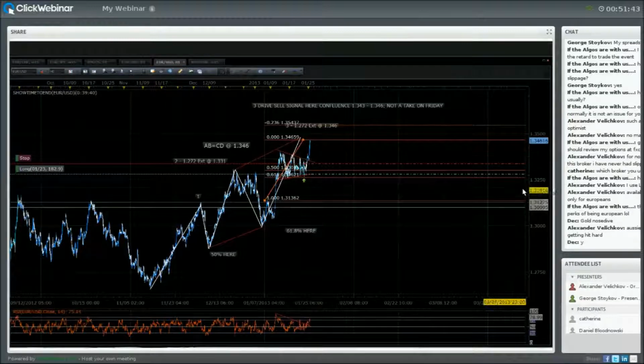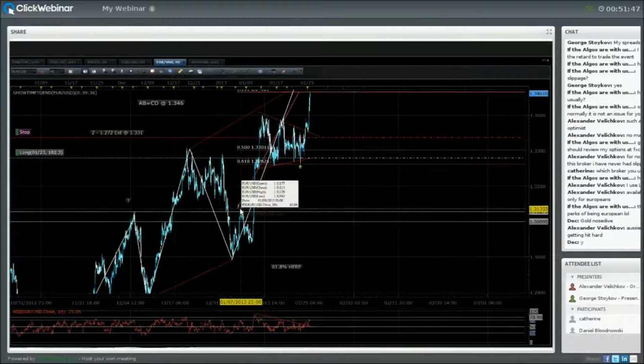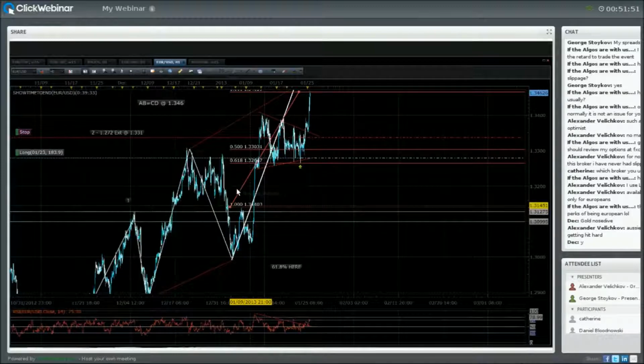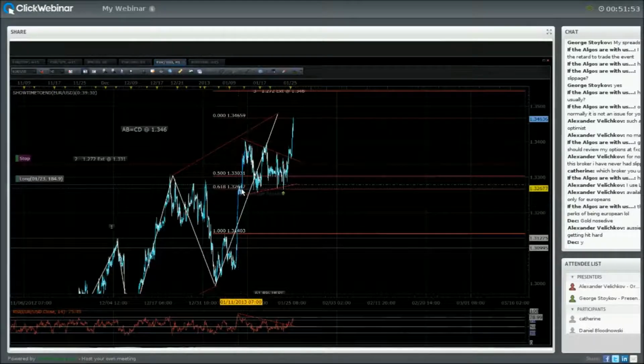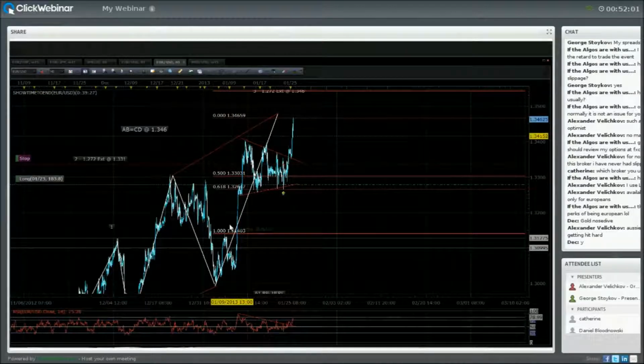So we need to validate this further downside by breaking this support level. Now this support level is the 1.3265. So while euro dollar remains above the 1.3265 level, we cannot validate this tree drive pattern as a valid pattern. We need to validate this tree drive pattern.